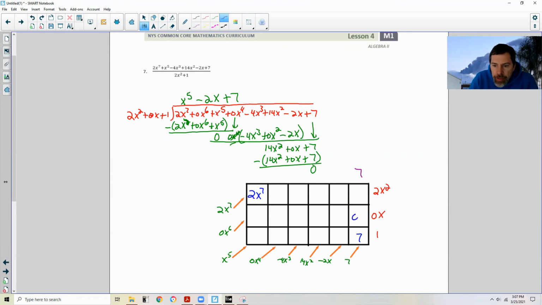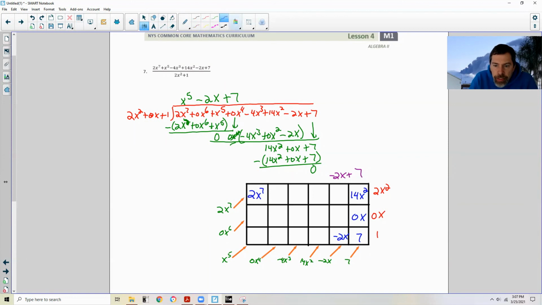0x times 7 is 0x. 2x squared times 7 is 14x squared. From here, I have to use this. I need a negative 2x. I have 0, so this has to be negative 2x. To get negative 2x, multiply 1, I need a negative 2x here, and there's a plus here, by the way.